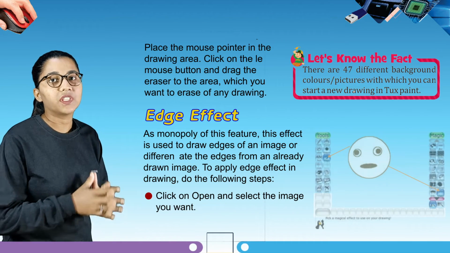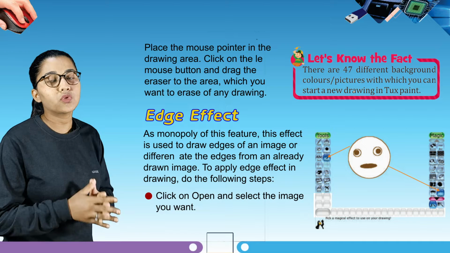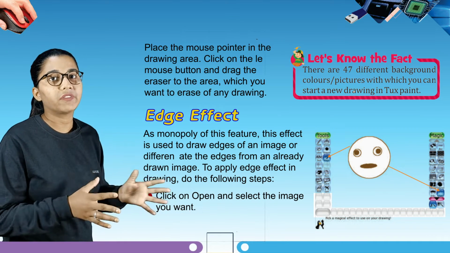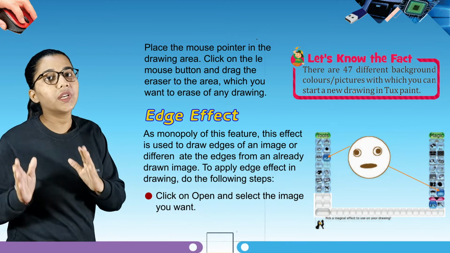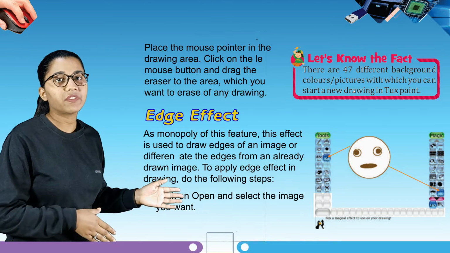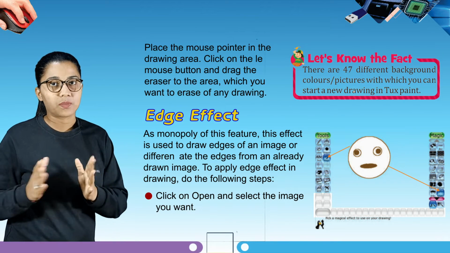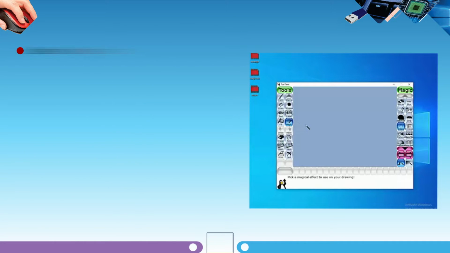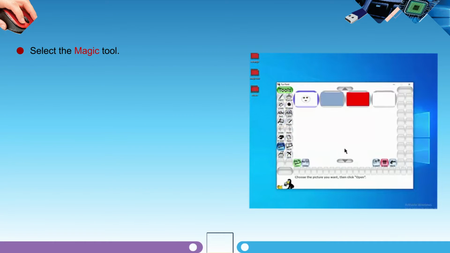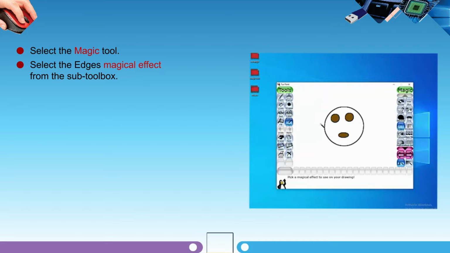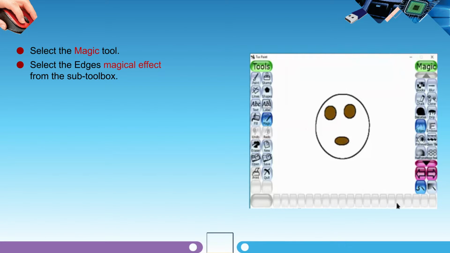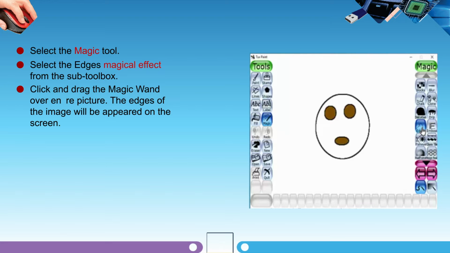This effect is used to draw edges of an image or differentiate the edges of an already drawn image. To apply the edge effect in a drawing, do the following steps. Click on Open and select the image you want. Then select the Magic Tool. Then select the Edge magical effect from the sub-tool box. Now click and drag the magic wand over the entire picture. The edges of the image will appear on the screen.